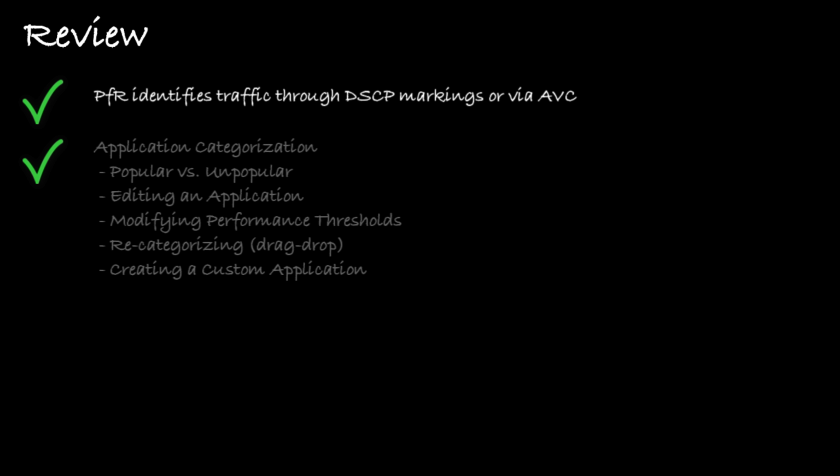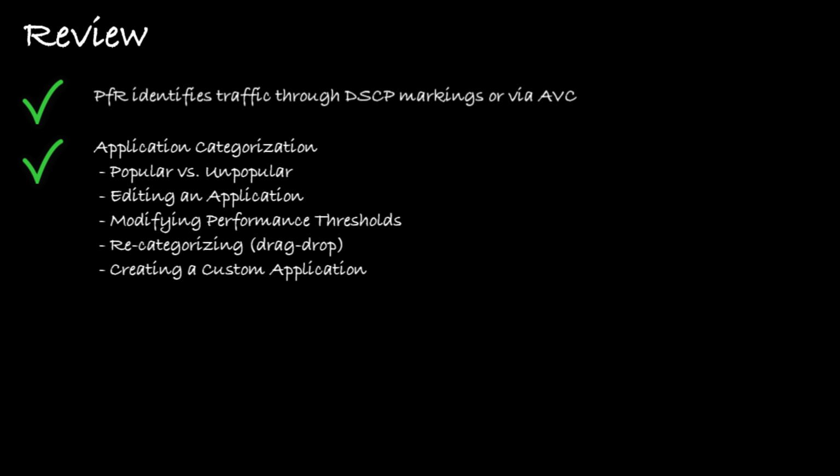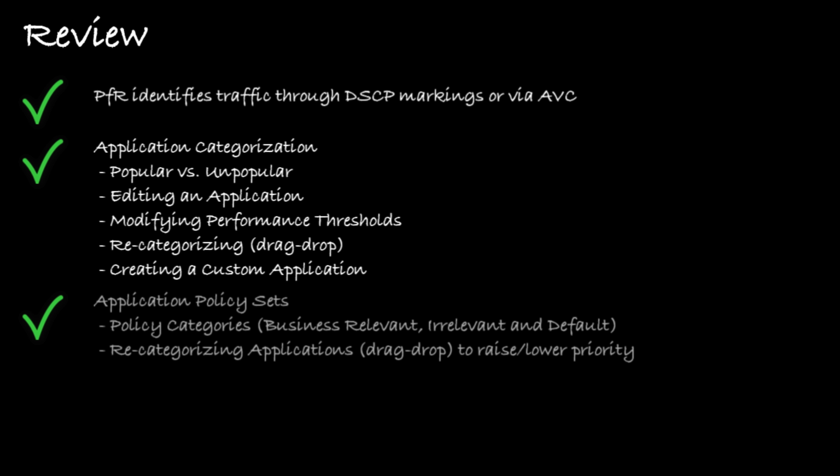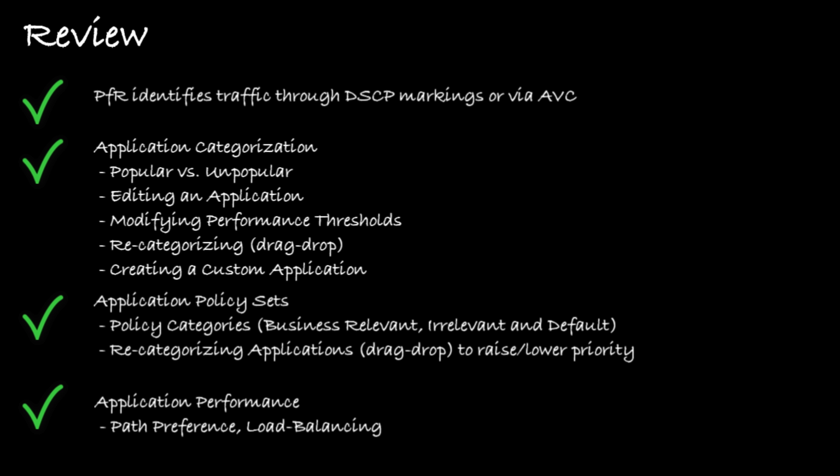First, we reviewed how PFR identifies traffic and interacts with QoS. Next, we dove a little bit deeper into application categorization. We learned about popular and unpopular applications, how to edit an existing application, how to modify performance thresholds, how to recategorize an application, and how to create a custom application. Next, we defined the application policy set. We learned about policy categories, relevant, irrelevant, and default, and how to raise or lower priority by recategorizing. Enabling application performance was next on the list, where we reviewed things like path preference and load balancing.